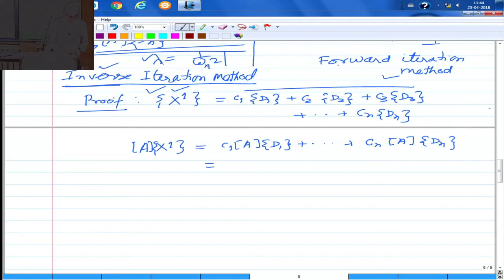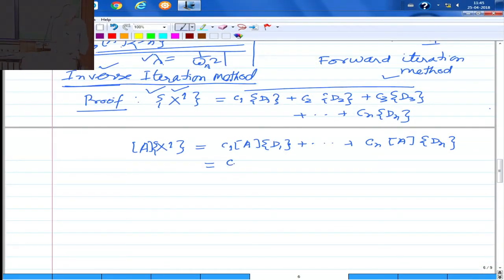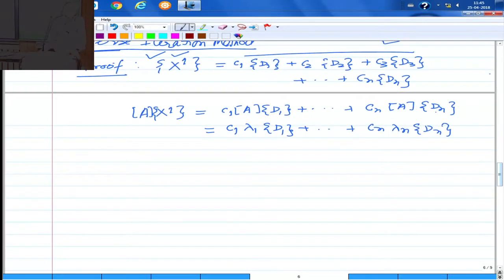Because of the eigenvalue problem, A Dn is equal to lambda n Dn, and n can be 1, 2, 3, and so on. So it is simply C1 lambda 1 into D1, and so on. The last term would be Cn lambda n into Dn, because here we are considering the nth mode, whatever is the highest degree of freedom in the system. So this is what you get. This is the first time. Let us call the resulting vector x2.